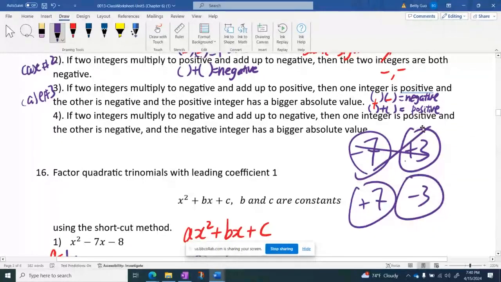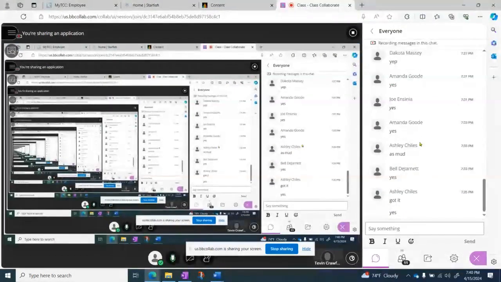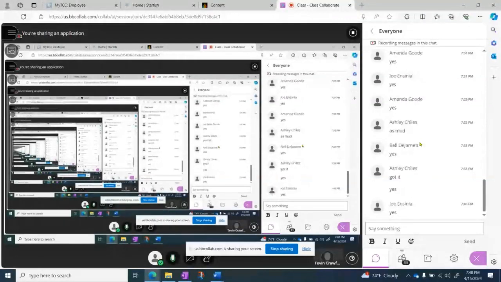If the two integers multiply to negative and add up to positive, it means the two integers have opposite signs. You at least need to understand that. You have to agree on that. If the two integers multiply to a negative number, they must have opposite signs. One is positive, the other is negative, right?